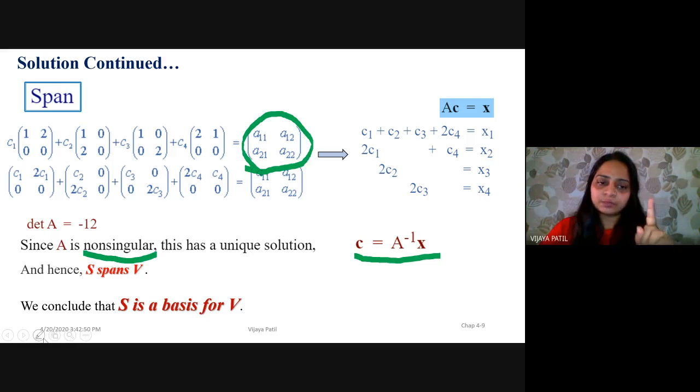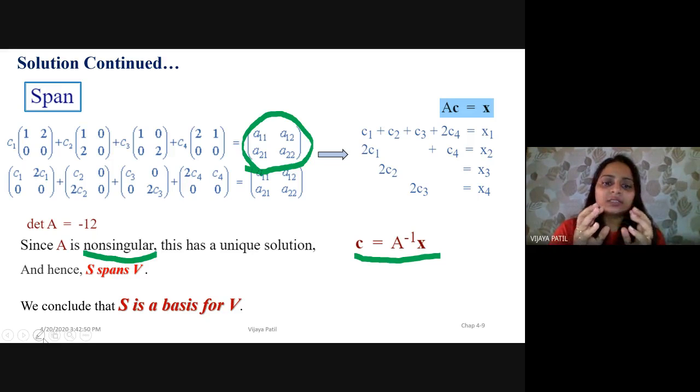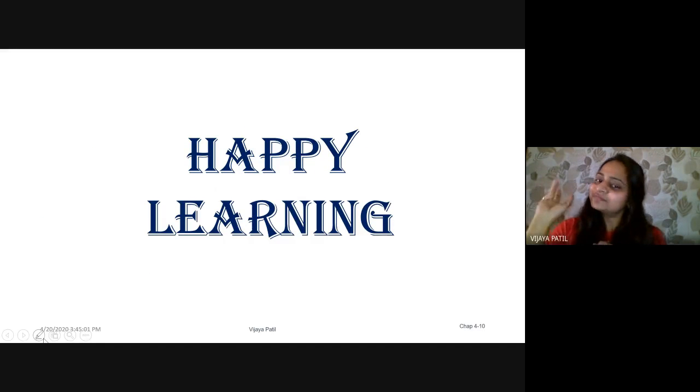First, we have proved that S is linearly independent in V. Second, we have proved that S spans V. That means capital S is a basis for V. Capital S is a basis for V. So this is the basis, span, and the concept of linear combination of vectors. I hope you all have understood the concepts of basis, span, linear dependence, linear independence, and linear combination of vectors. Thank you. Happy learning.